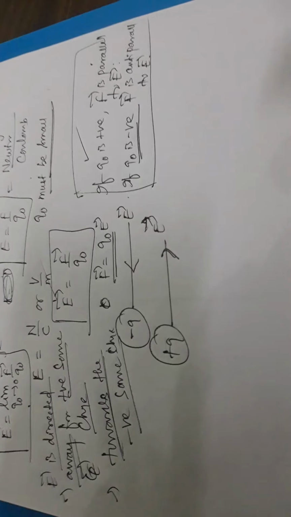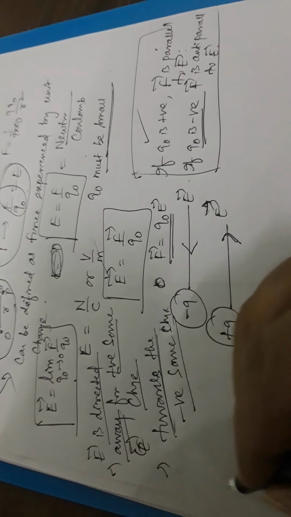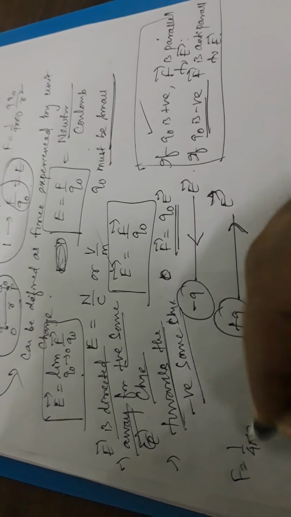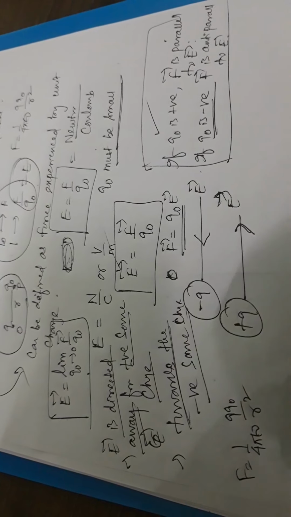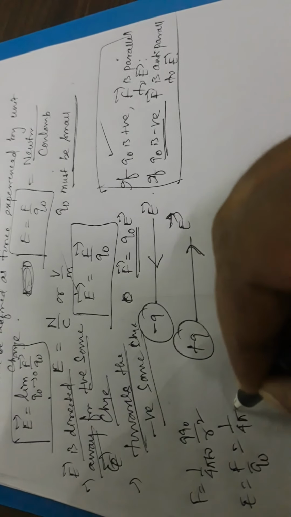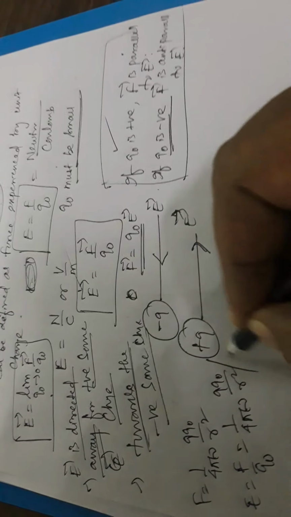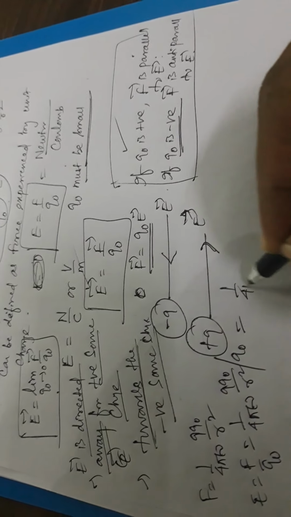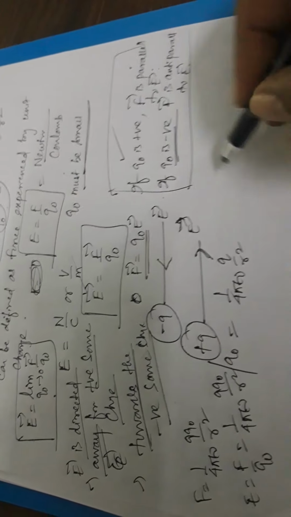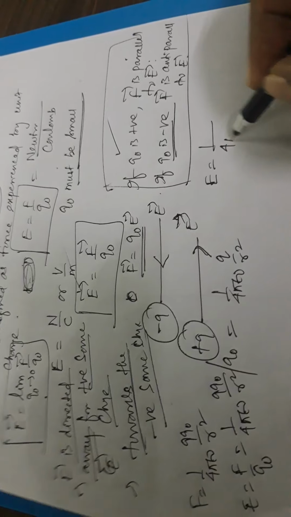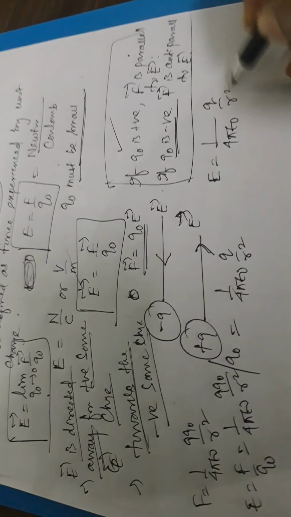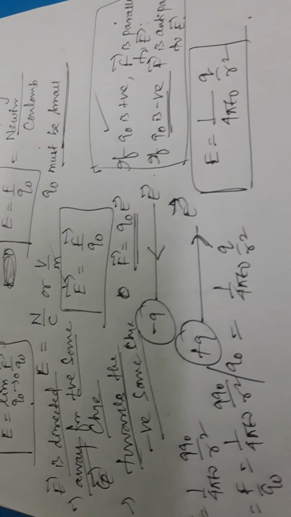Now suppose I calculate the electric field strength due to this point charge. Then here you see F is equal to 1 by 4 pi epsilon naught q0 by r square, and E is equal to simply F by q0. So this will be 1 by 4 pi epsilon naught q0 by r square by q0. So that gives rise to 1 by 4 pi epsilon naught q by r square. So electric field due to a point charge is 1 by 4 pi epsilon naught q by r square.